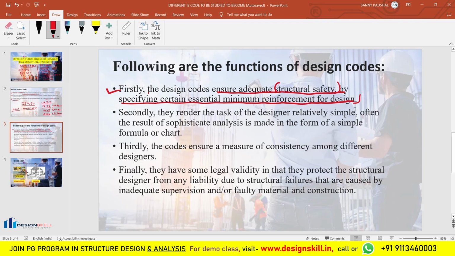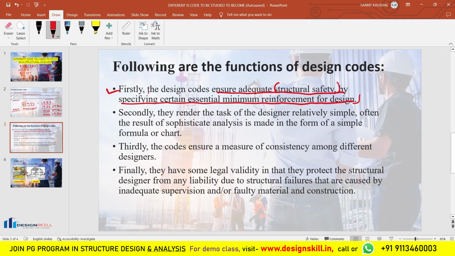Structural safety is given the most important priority in every design code because any person living in a structure should feel safe in that structure. To ensure safety, the code has given a minimum reinforcement for every structural element, either a column, a beam, a shear wall or a slab. Let's suppose for columns we have 0.8 as a minimum reinforcement. This is done only to make sure that your structure is safe.